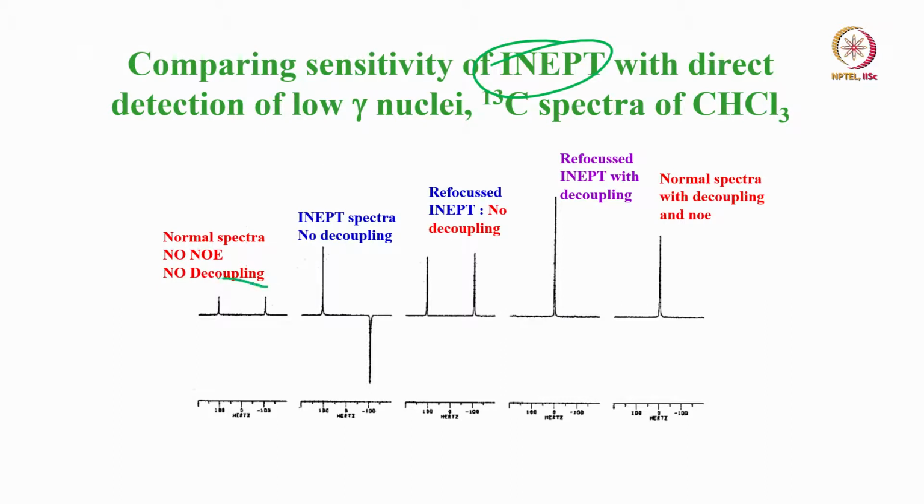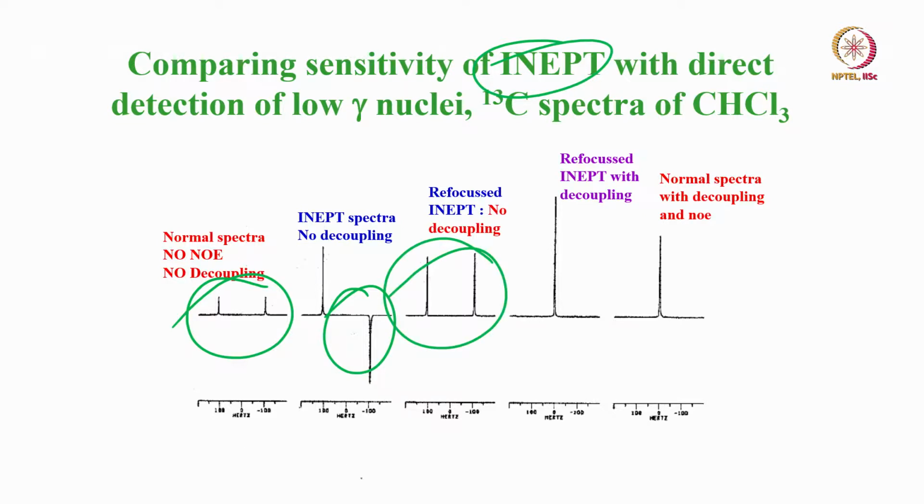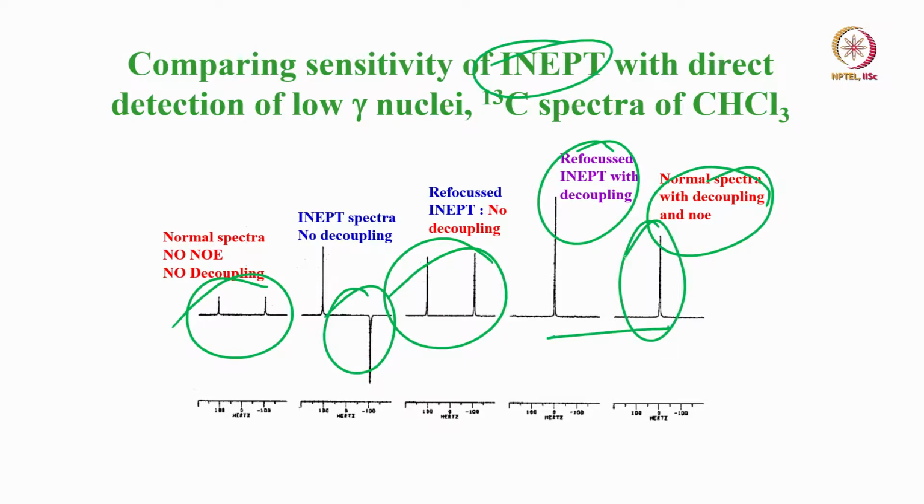See, this is the carbon 13 spectrum, no NOE, no decoupling, whereas this is the carbon 13 INEPT spectrum, no decoupling. This is refocused INEPT again. Of course, you can still do decoupling or not, the choice is yours. And this is a refocused INEPT with decoupling. And this is a normal carbon 13 spectrum with decoupling and NOE. See the difference now. This is what people normally observe.